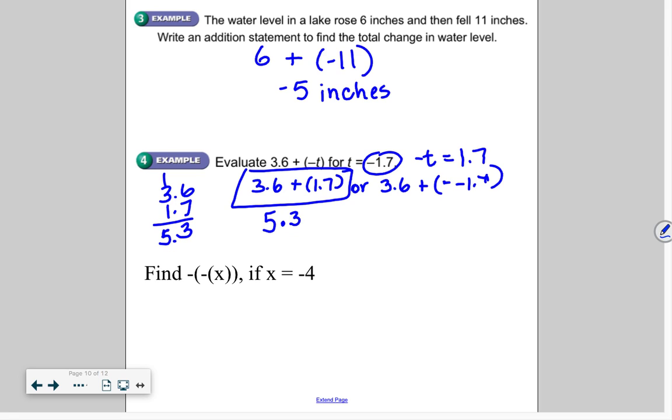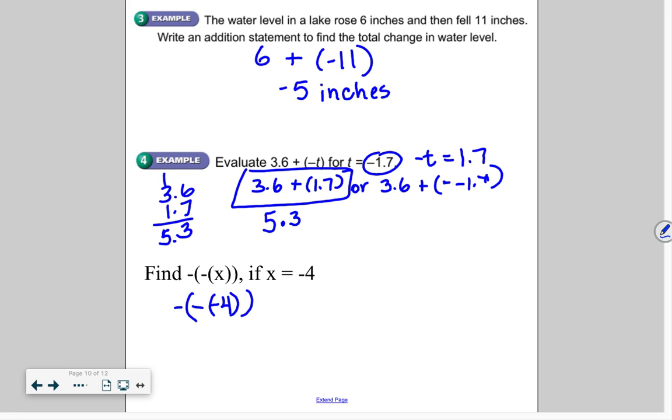If a negative times a negative times x, if x is a negative 4. We have to be very careful how we write this down. Let's start on the outside. There's my negative sign, and then my parenthesis, then my negative sign, and then my parentheses. What are we replacing that x with inside? Negative 4. And then I'm going to finish my parentheses.